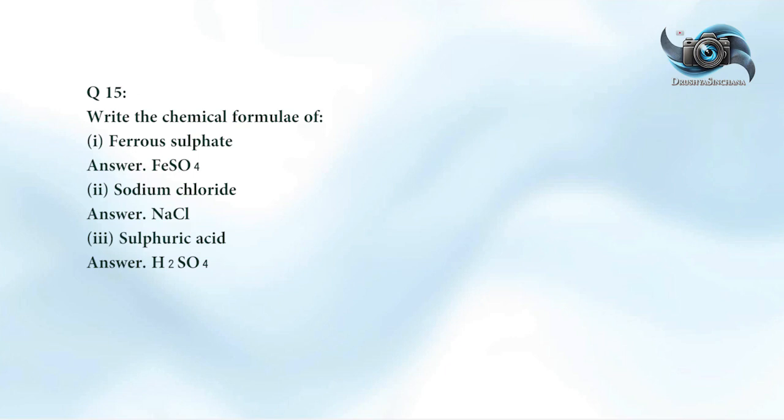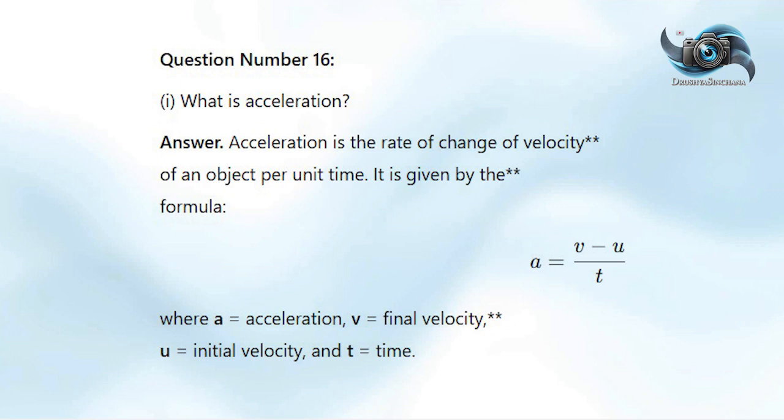Question number 15. Write the chemical formulae of 1. Ferrous sulfate. Answer. FeSO4. 2. Sodium chloride. Answer. NaCl. 3. Sulfuric acid. Answer. H2SO4.